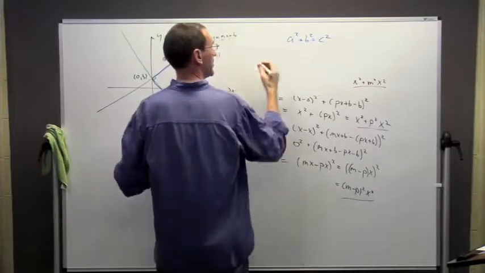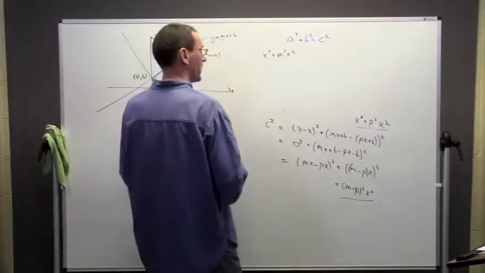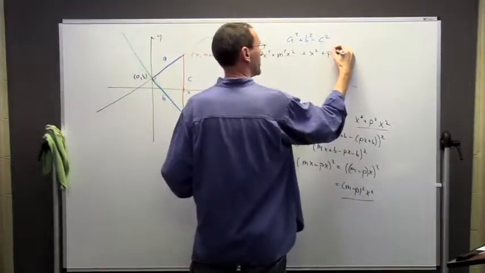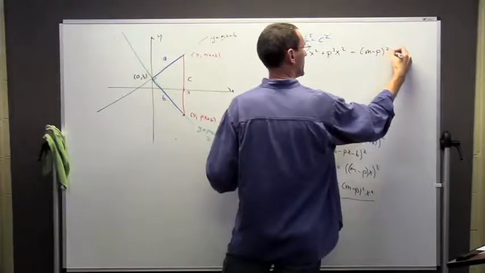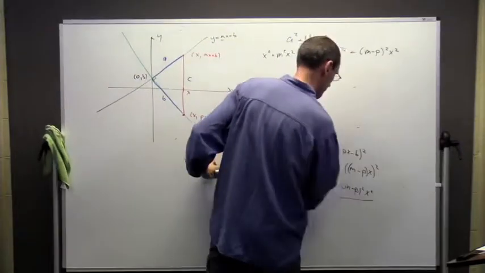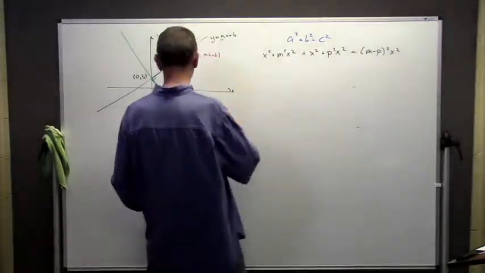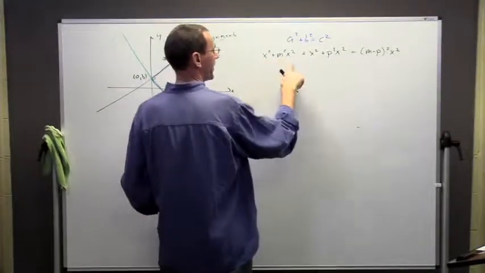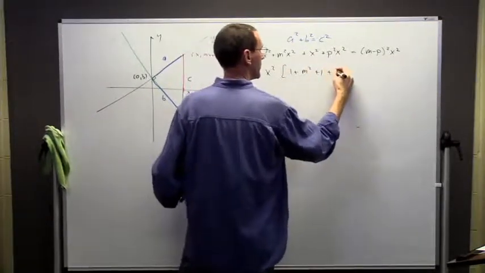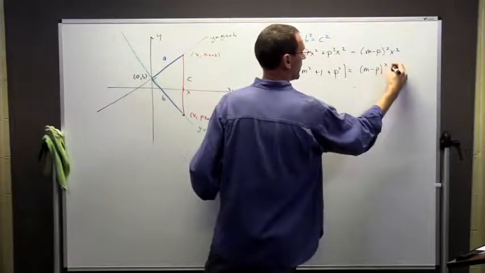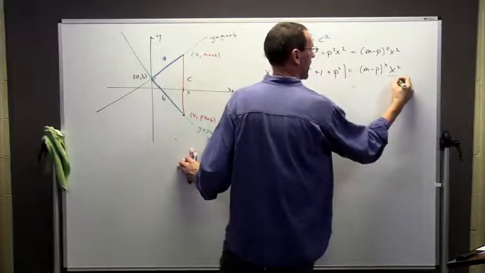So my a squared now is x squared plus m squared x squared. My b squared is x squared plus p squared x squared. Okay. And then my c squared equal to that. So let's clean this up. We'll play some algebra games, see what happens. Okay, notice my x, I'm assuming, is not 0. And everything has an x squared, so I can factor out the x squared from that term, that term, that term, that term, and it's already factored out here. Okay, and again, x is not 0, so I can divide that out from both sides.